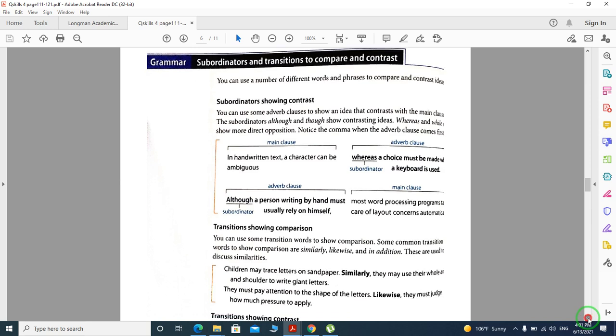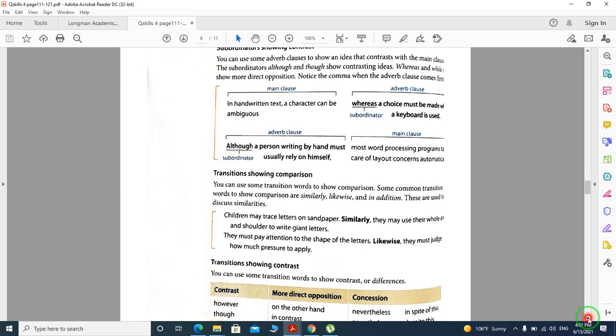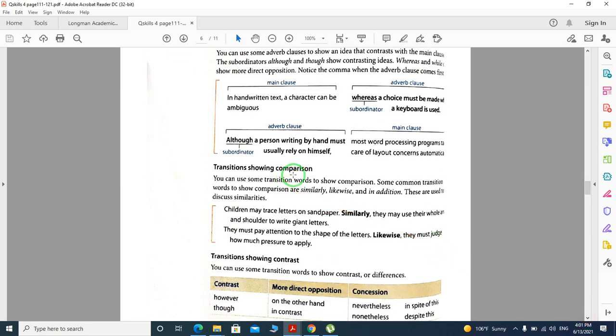Transitions are words that show the relationship between two sentences. So they quite work like adverbs, but they are not subordinators. They are not used to make adverb clauses. Transitions showing comparison. You can use some transition words to show comparison. Some common transition words to show comparison are similarly, likewise, in addition. They are used to discuss similarities.